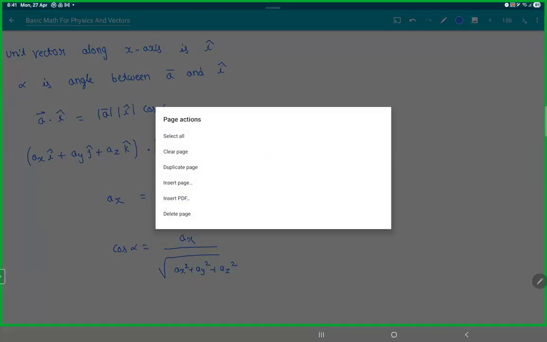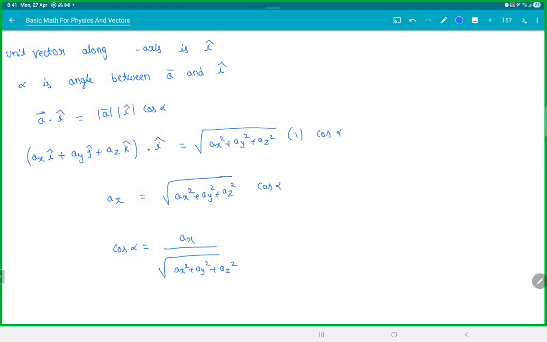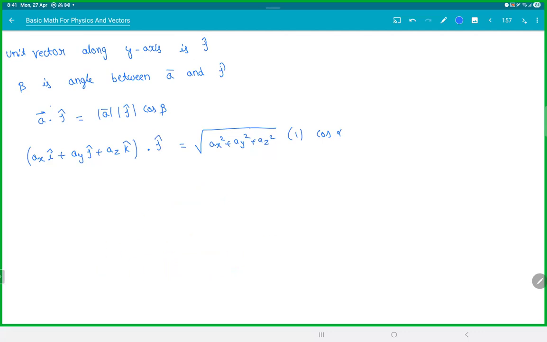Same thing we will do for the y-axis. So for the y-axis, this will become j cap. So beta will be the angle between a cap and j cap. This would be j cap, this would be mod j cap, and this would be cos beta. You do the same story here. You end up with cos beta, which is ay by root over ax square plus ay square plus az square.